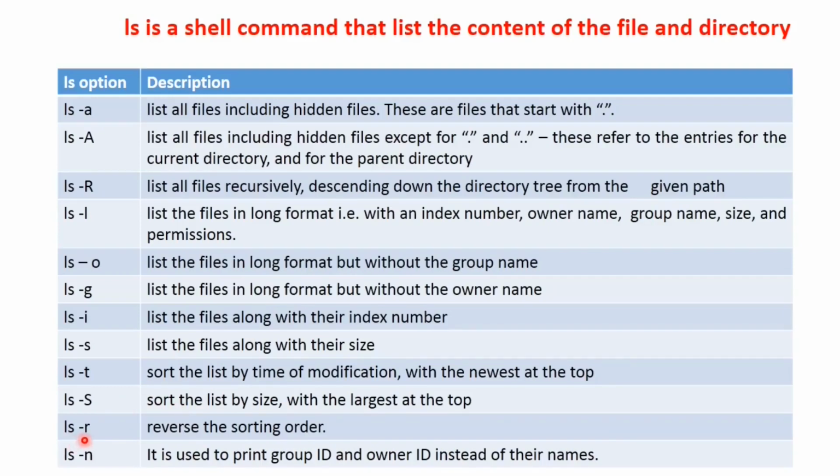The option -t sorts all the files based on the time of modification, with the newest at the top. -S sorts the list by size, with the largest at the top. -r reverses the sorting order. -n is used to print the group ID and owner ID instead of their names.